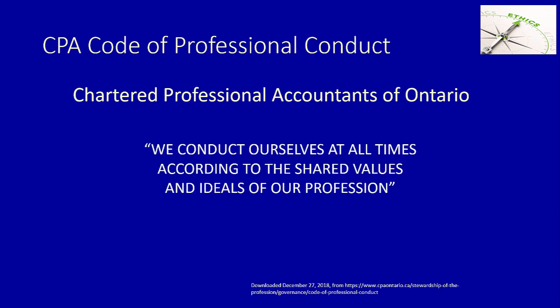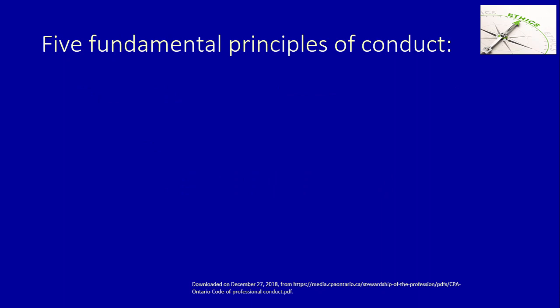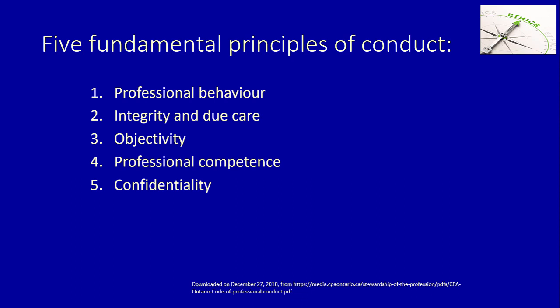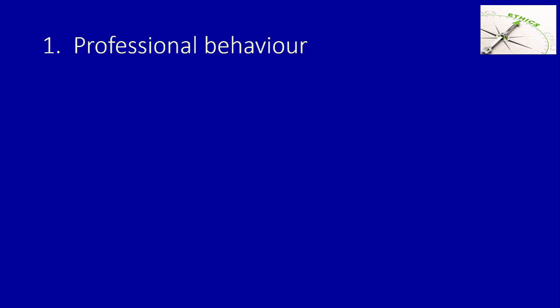Luckily, in Ontario, Canada, accountants known as CPAs, meaning Chartered Professional Accountant, must follow the CPA Code of Professional Conduct. Even CPA candidates, individuals who are studying to become CPAs, have a student code of conduct which they are required to follow. And we're going to use this code to define what is right and fair. The code has 5 fundamental principles of conduct. 1. Professional behavior. 2. Integrity and due care. 3. Objectivity. 4. Professional competence. 5. Confidentiality. Let's cover each one individually, and we'll start off with professional behavior.